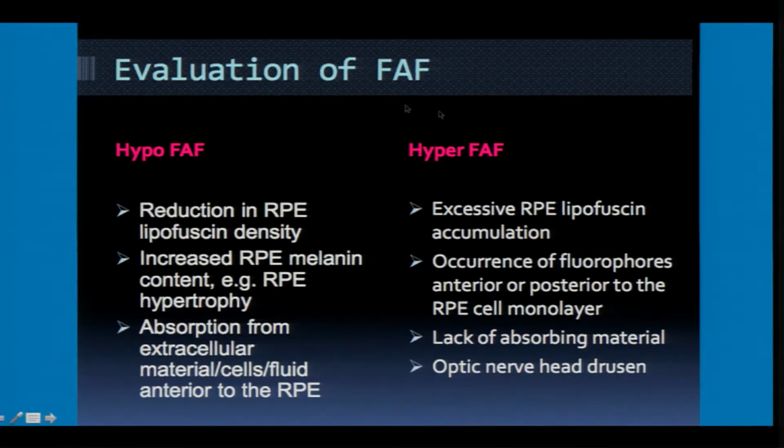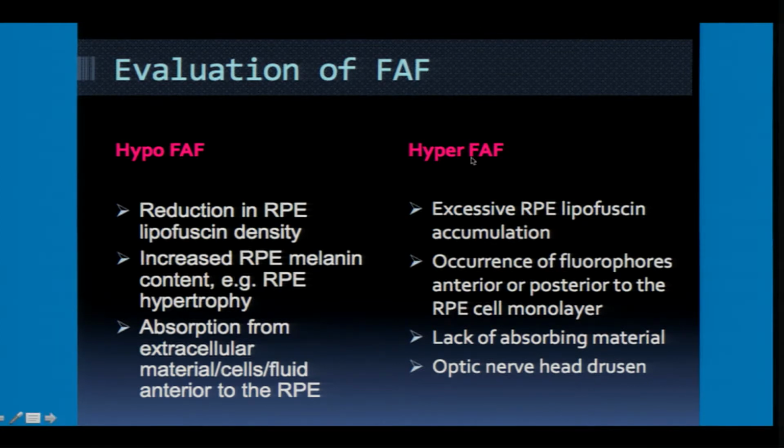How do we evaluate? Remember, hypo-FAF, as I told you, is because of the loss of the RPE or reduction in RPE lipofuscin. It can also occur because of increased melanin content of the RPE and absorption by extracellular material, cells or fluid which are anterior to the RPE. So anything which is in front of the RPE is also going to lead to hypoautofluorescence because of the blockade or shadow effect.